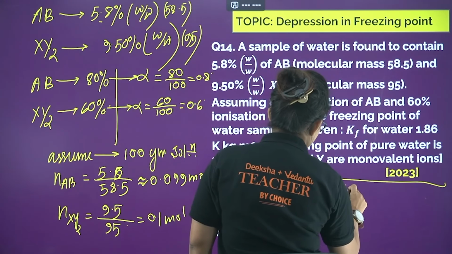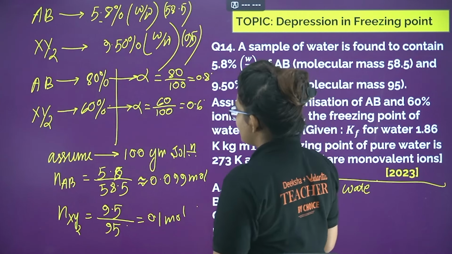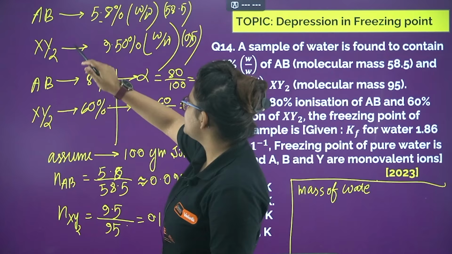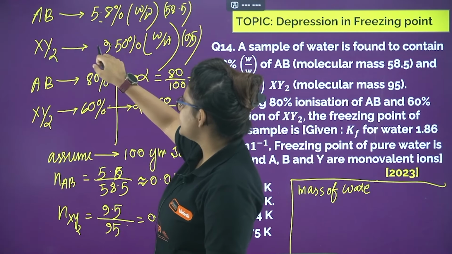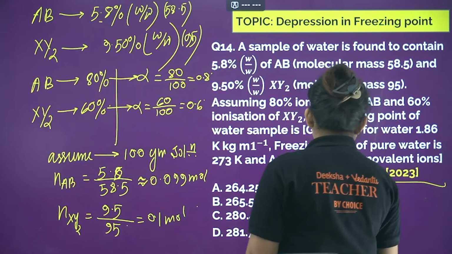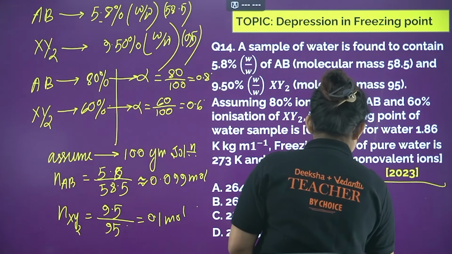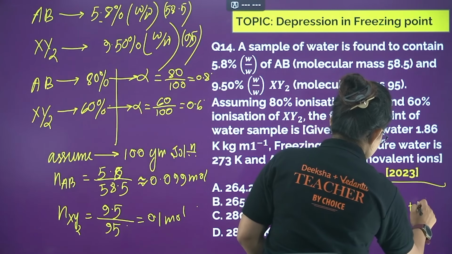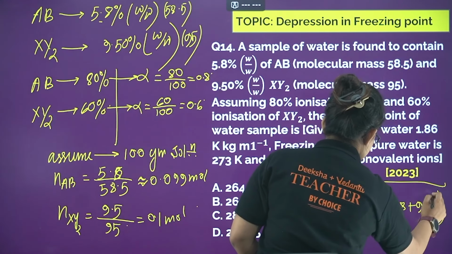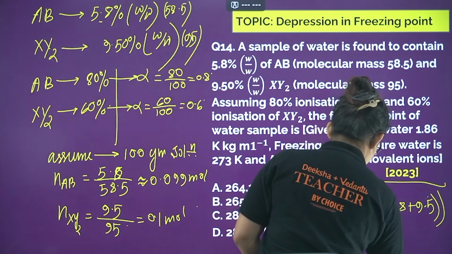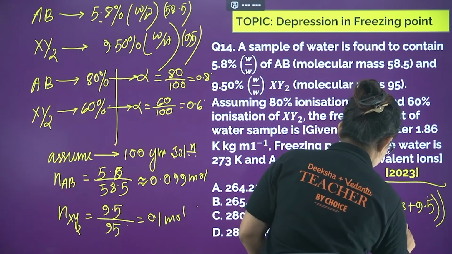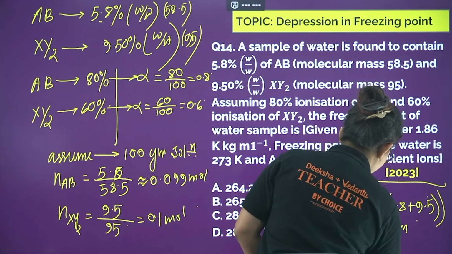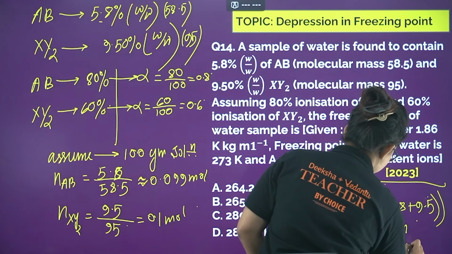Mass of water present. In my solution I have AB and XY2, right? So AB is present as 5.8 gram, XY2 is present as 9.5 gram. To calculate the mass of water present, I can simply do 100 minus (5.8 plus 9.5), right? If you simply do it, you will get 84.7 gram, and if you further convert it to kg, it will be 0.0847 kg.